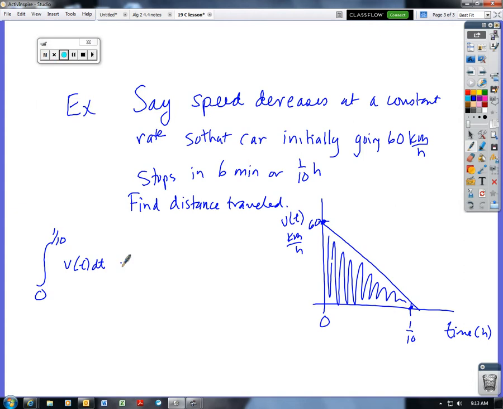So let's just take the shortcut here and do base times, let's keep units on there, the base of the triangle times the height of the triangle times a half. So that's 60 over 20, which is 3. Hours cancel and you get 3 kilometers. So the calculus served us pretty well on that one.